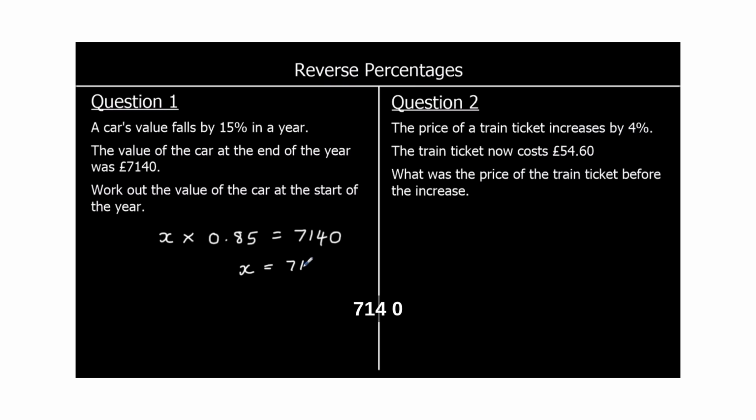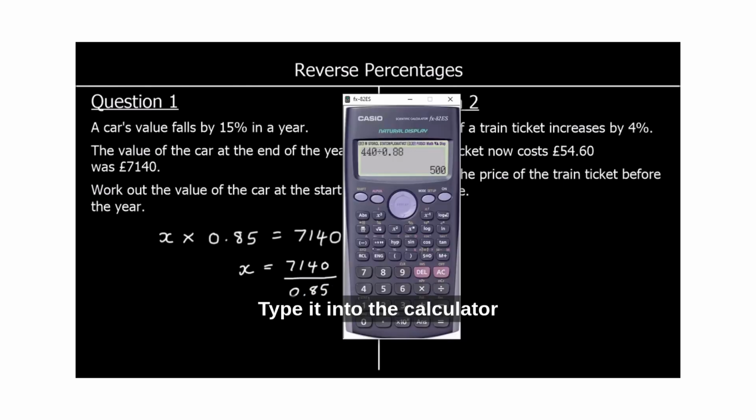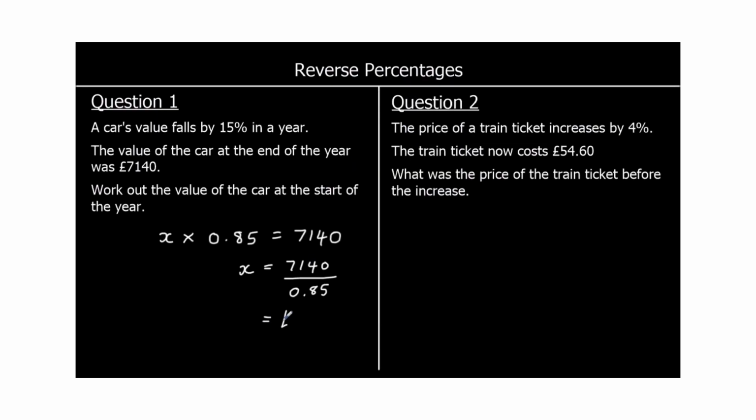So 7140 divided by 0.85. Type it into the calculator. And that's £8,400. So if you get £8,400, take off 15%, you should get 7,140.